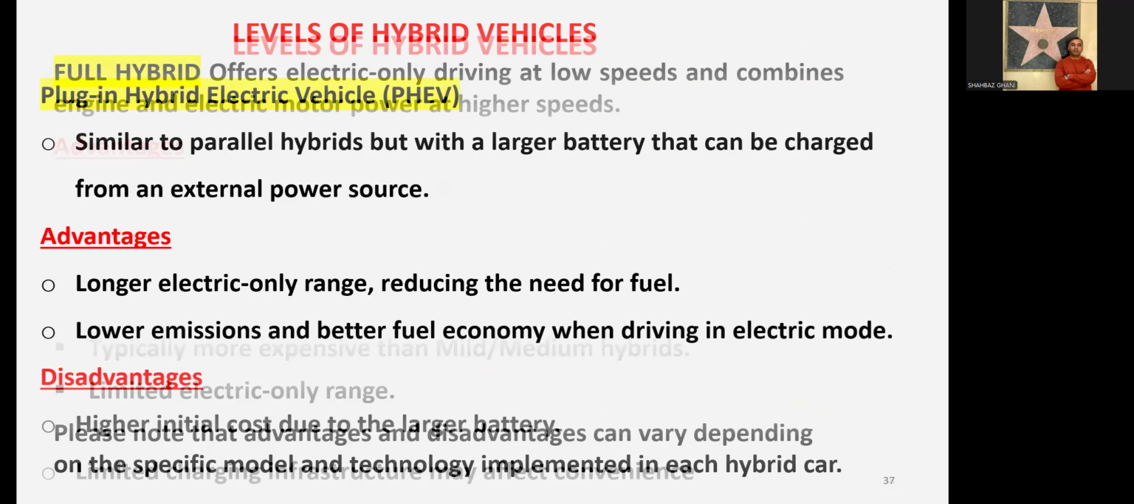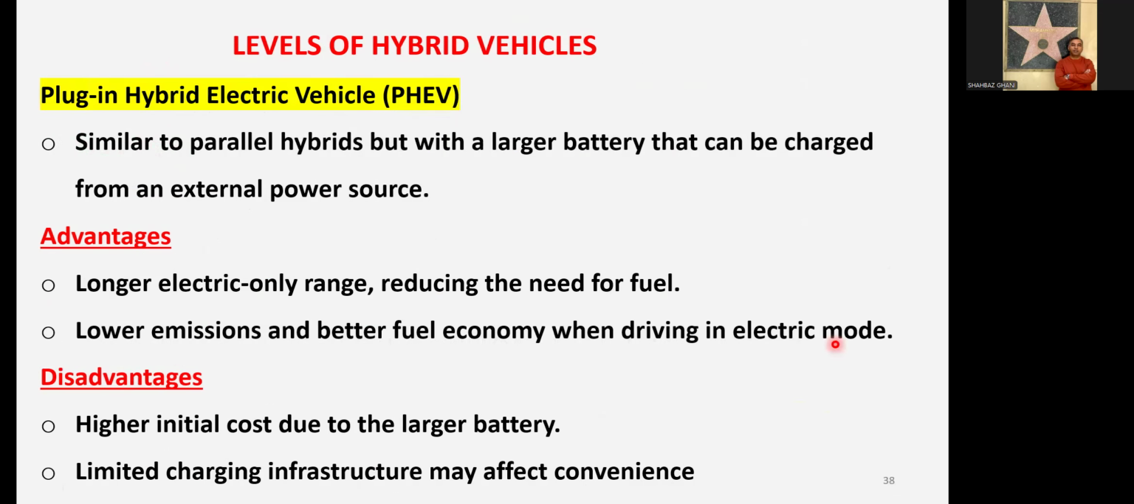Now, the plug-in hybrid electric vehicle, we have covered this, but to give you more knowledge on this: it is similar to parallel hybrids, but with larger batteries that can be charged from an external power source. So these batteries can be charged from an external power source. That's why they are known as plug-in hybrid electric vehicles.